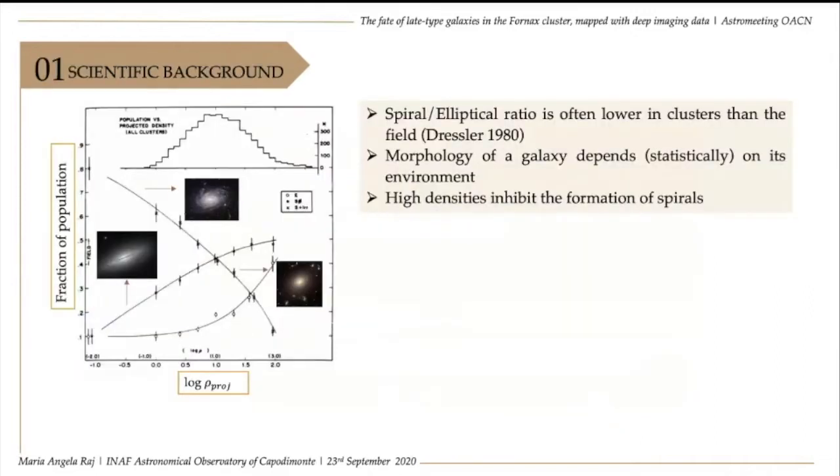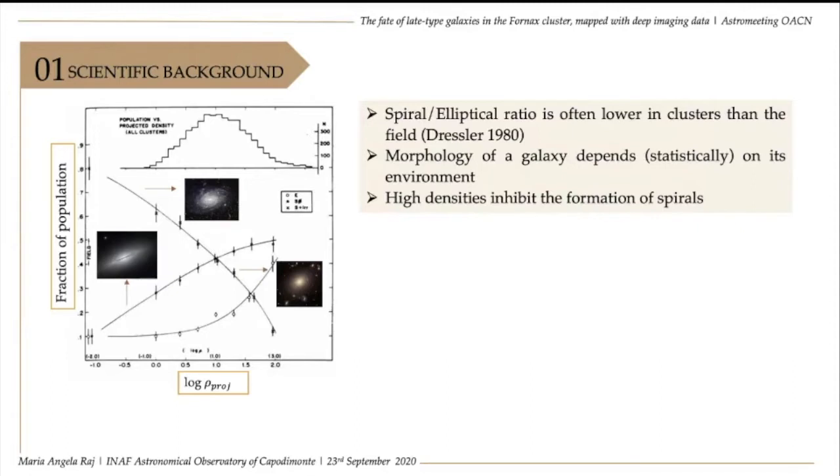So I always like to start with the morphology density relation by Dressler in 1980, which says that the spiral to elliptical ratio is often lower in clusters than the field. In this diagram here, we see that the fraction of spiral galaxies decreases with increasing projected density, while that of elliptical galaxies increases with increasing projected density.